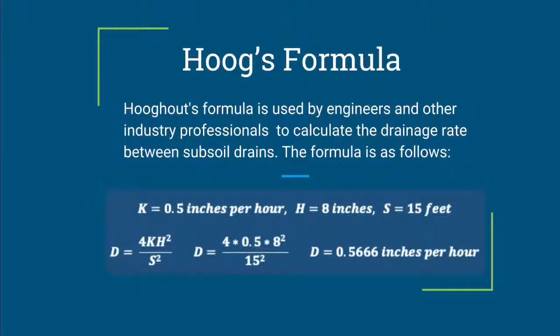Hooghoudt's formula is used by engineers and other industry professionals to calculate the drainage rate between subsoil drains. The formula is as follows. D is equal to the drainage rate, K is equal to hydraulic conductivity, H equals the height of your root zone, and S equals the distance between drains. To put it simply, Hooghoudt's formula describes that the further apart drains are, the slower the area will drain, and that the shorter the root zone is, the slower the area will drain.